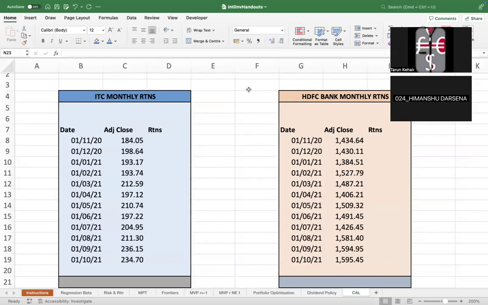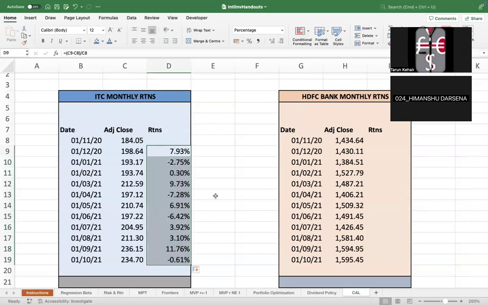To convert the prices to returns, because returns is a more scalable measure. So I will first find out the monthly returns. I have taken data for 1 year from November 20 to December 21. You can always update it with the most latest data. So I take the returns, which is next minus previous by previous. And I create these returns for all the months.